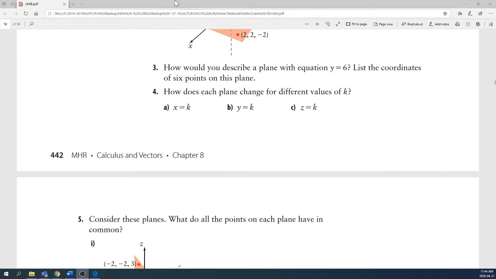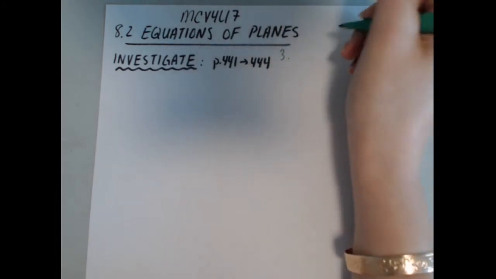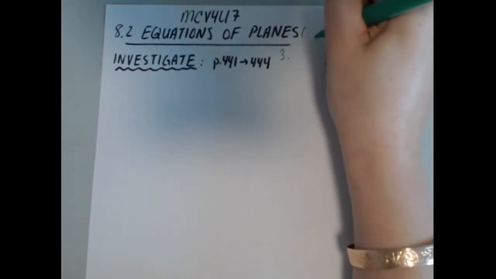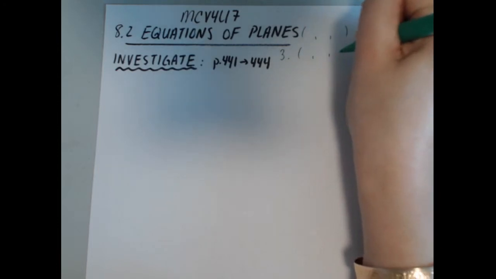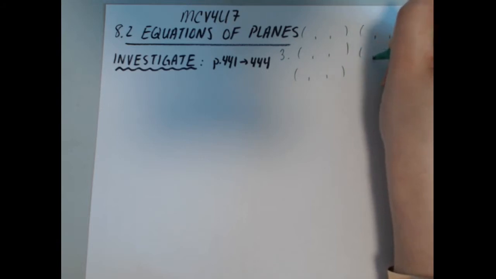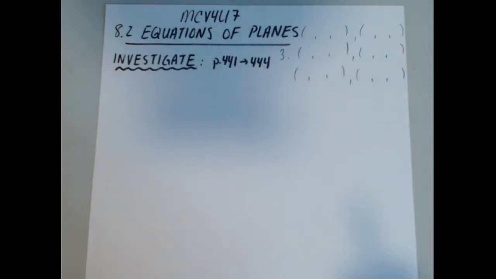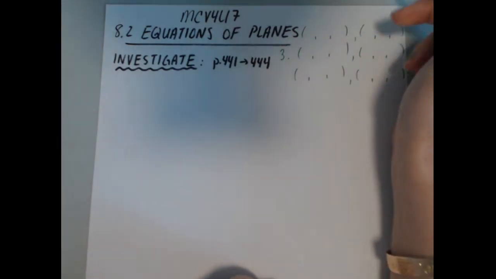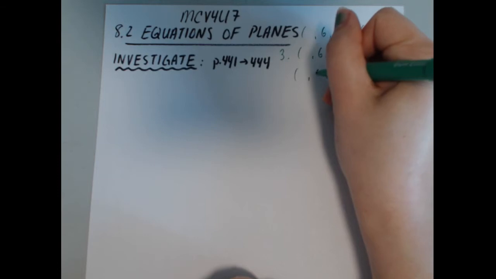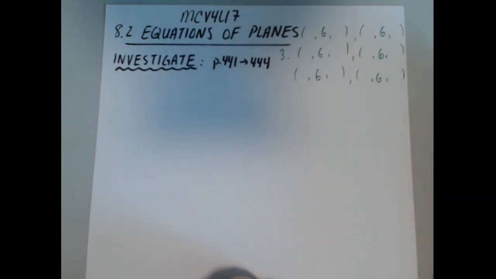So for example, let's go back to the sheet of paper here. 6 examples of points. So this was number 3, I believe. So 6 sets of points. So let's see, there's 1, 2, 3, 4, 5, and 6. Okay. So again, they all have to have the y value of 6, and you can fill in whatever you want for the x and the z.